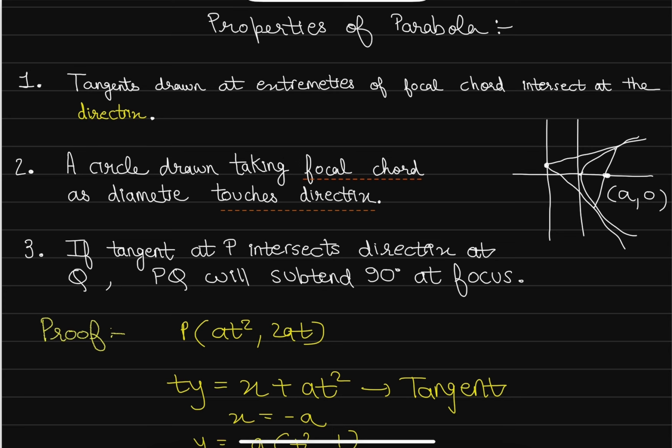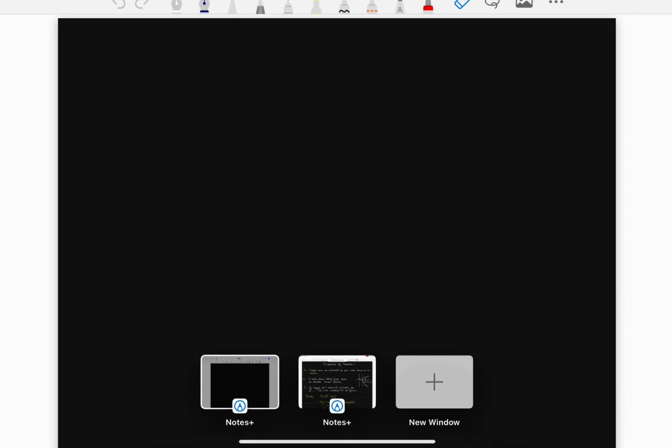First property, tangents drawn at extremities of focal chord intersect at the directrix. This property is quite easy to prove. We know that the point of intersection of tangents is (a t1 t2, a(t1 + t2)). For a focal chord t1 t2 equals -1, so the point is (-a, a(t1 + t2)). As the x coordinate is -a, it lies on the directrix.